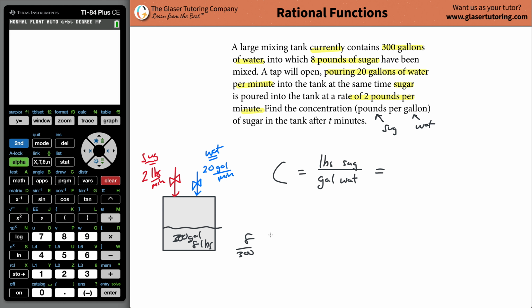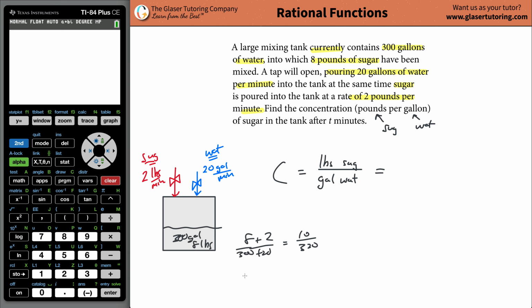Then you might think, well, what's the concentration going to be after 1 minute passes? Well, you still have 8 pounds of sugar in the tank, but after 1 minute passes, you're going to be adding 2 pounds of sugar now, because that's the rate it tells us. So the amount of sugar in the tank is going to be 8 plus 2, or 10 pounds of sugar. And how much water is in the tank? Well, it starts with 300, and then you're adding 20 gallons every single minute. So in 1 minute's time, it's going to be 300 plus 20. The concentration then in the tank is going to be 10 over 320 after 1 minute.